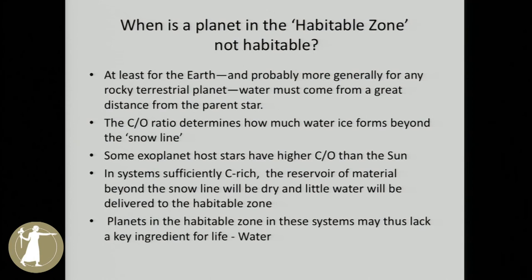So the carbon-oxygen ratio in a system will determine how much water is there, and it will determine how much is present in condensed form beyond the condensation front, what's called the snow line. And so in systems that are sufficiently carbon-rich, as first pointed out by a number of people, Sarah Seeger, Mark Kuchner, and Jade Bond, the reservoir material beyond the snow line will be dry and very little water will be delivered to the habitable zone. That's the fact. Okay, so why is this the case?